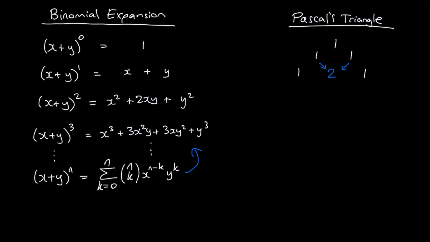And then the next row would be 1. We'd have 1 plus 2, 3. 2 plus 1, 3. And then a 1 on the end. And then the next would be 1, 4, 6, 4, 1. And what you'll notice is here, the coefficients, so there's a 1 there and a 1 there, the coefficients of our binomial expansion actually match up exactly with Pascal's triangle, which is very, very cool.